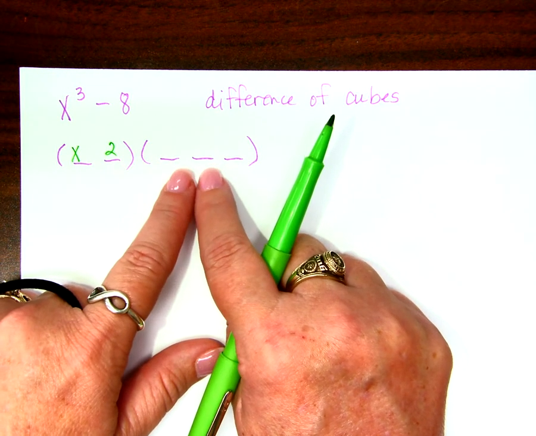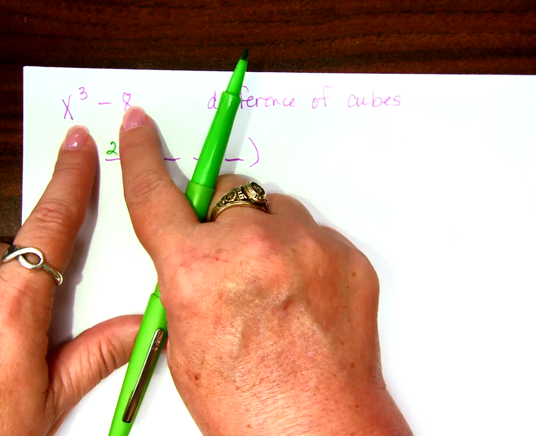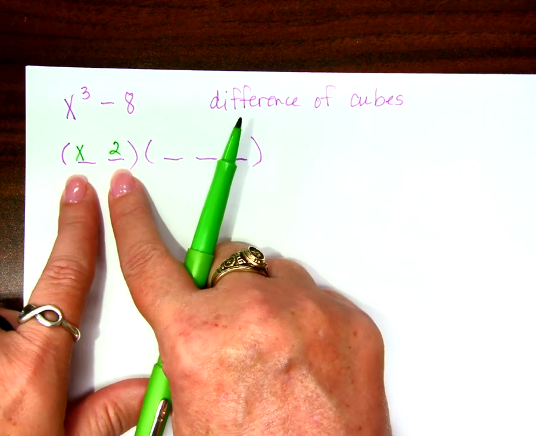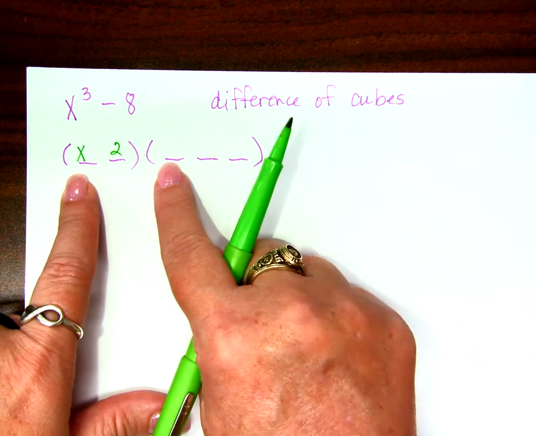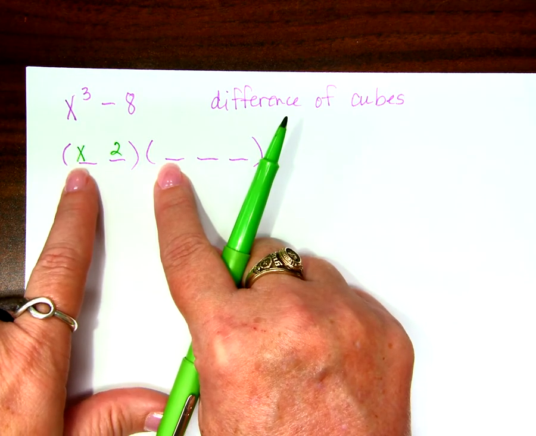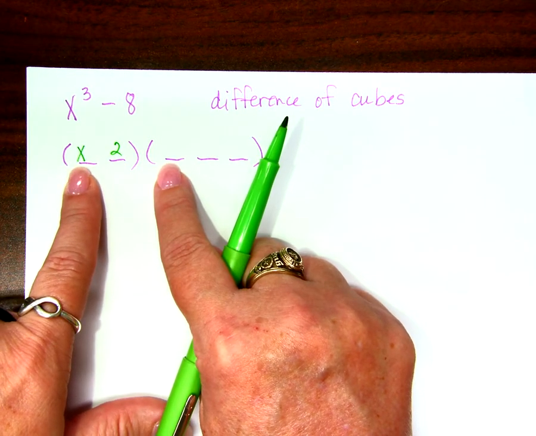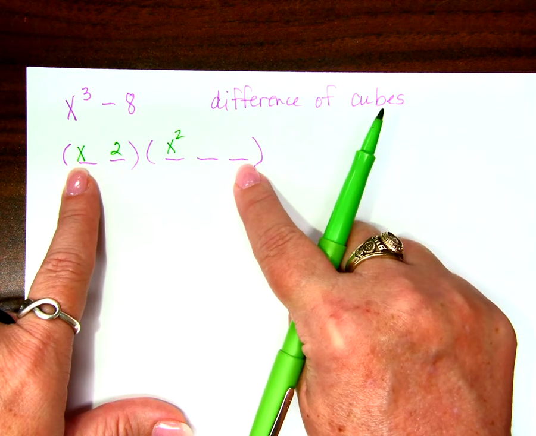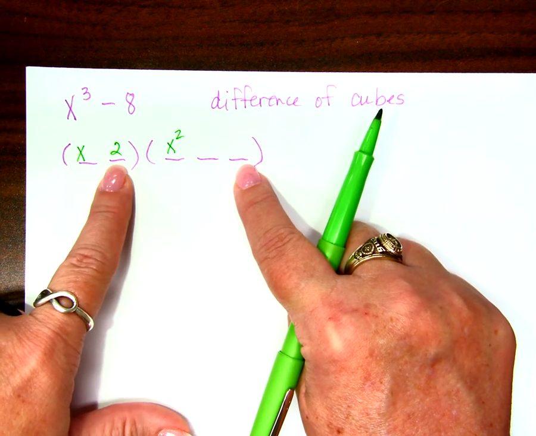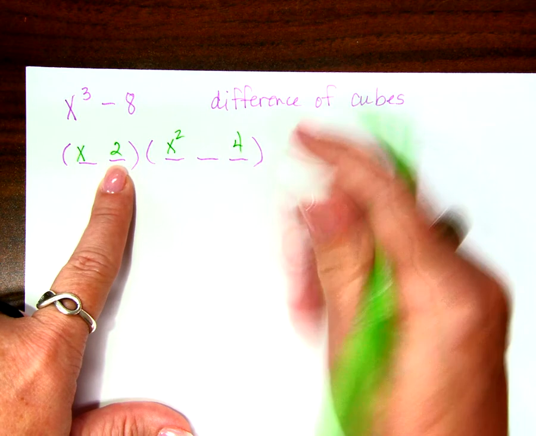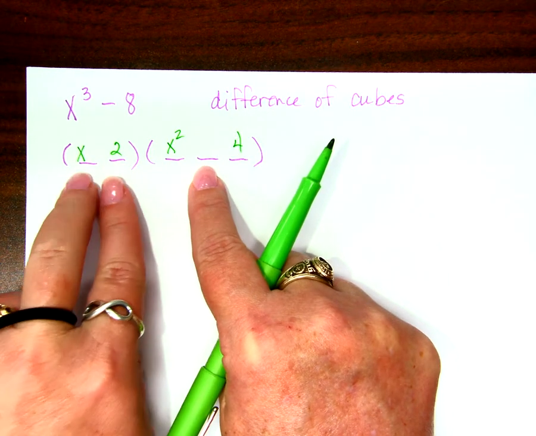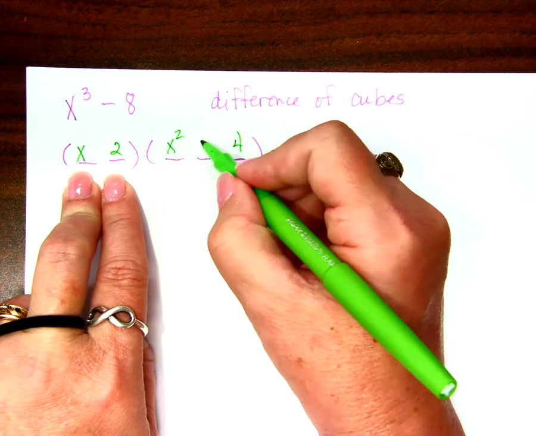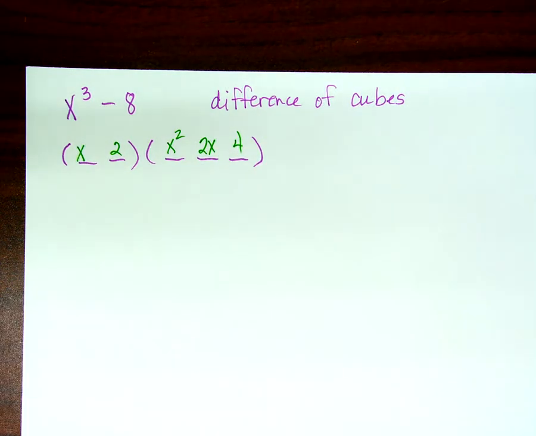For the record, for the trinomial, I don't look back to the original problem. I look back to the binomial, the thing that I already have written down. For the first number, I square the first number in the binomial. What do I get? X squared. For the last number in the trinomial, I square the last number in the binomial. For the middle number of the trinomial, I just multiply those two together. 2x.